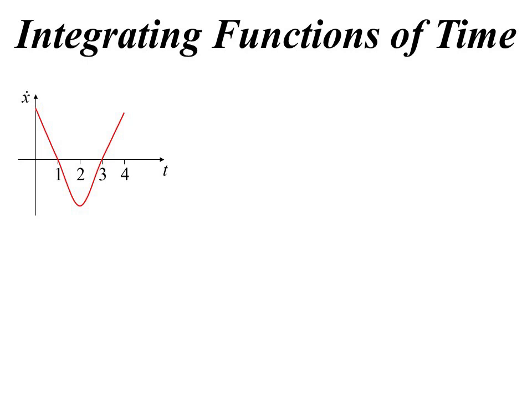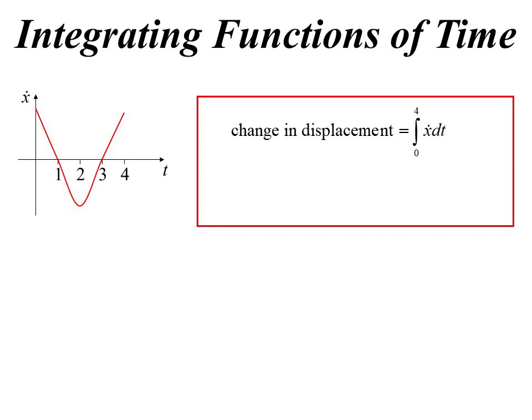Integrating functions of time, that's what I've headed this one. We have a velocity time graph there, and it's a quadratic function. So if I want to work out the change in displacement, velocity is the derivative of displacement, then I can just integrate. Because it's displacement we're talking about, it'll be the complete integral from 0 to 4.